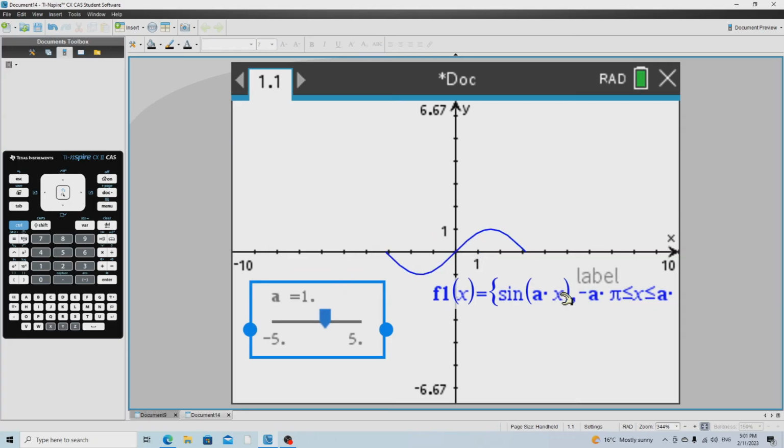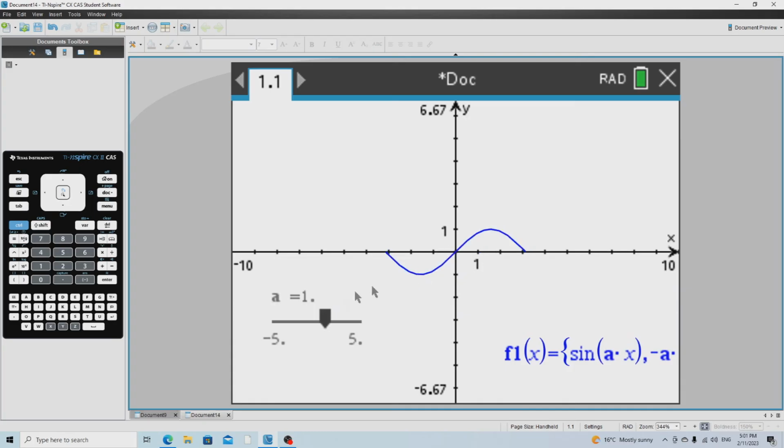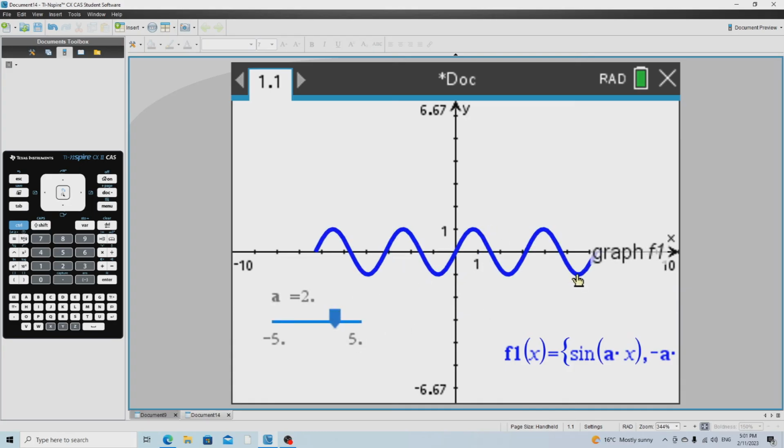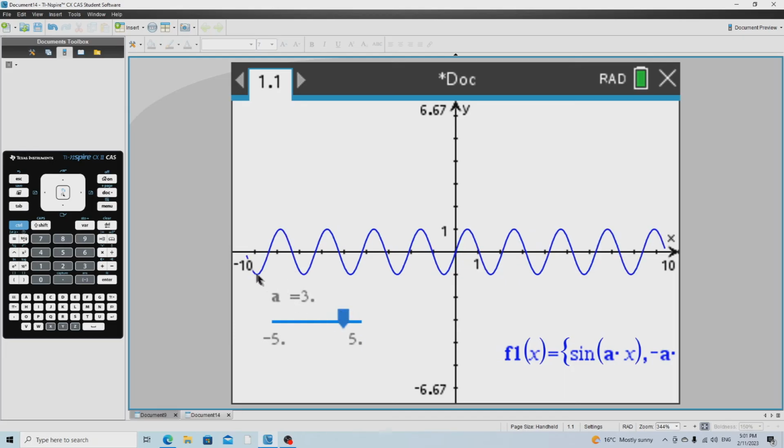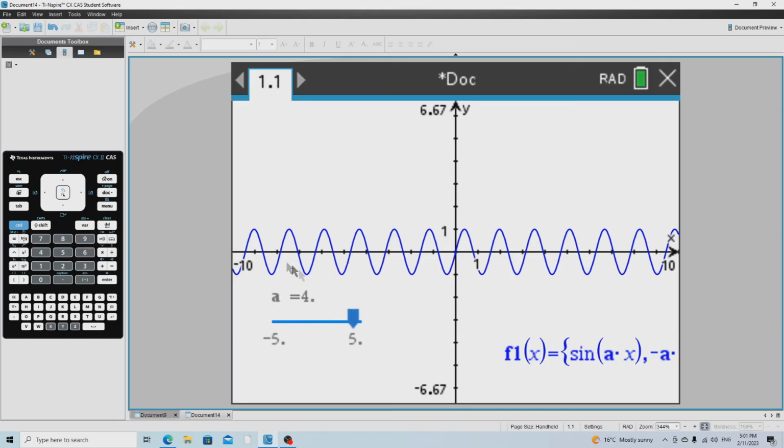So what's the local minimum when a is equal to 1? It's 1. When a equals 2, it's 1, 2, 3, 4. When a equals 3, it's 1, 2, 3, 4, 5, 6, 7, 8, 9. So when a is equal to 1, there was 1 minimum value. When a equals 2, there are 4 minimum values. When a equals 3, there are 9 minimum values. What about when a equals 4? Let me guess, 16.